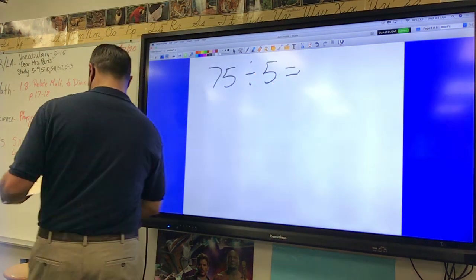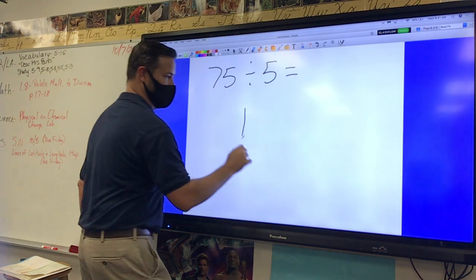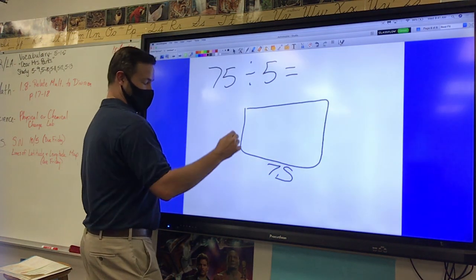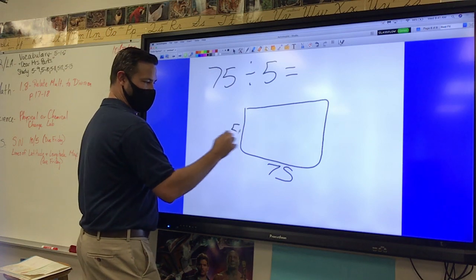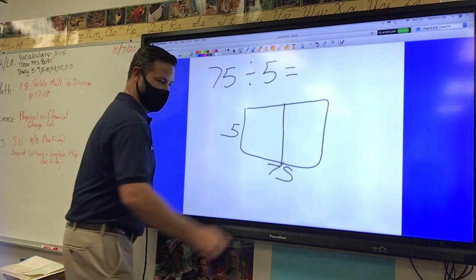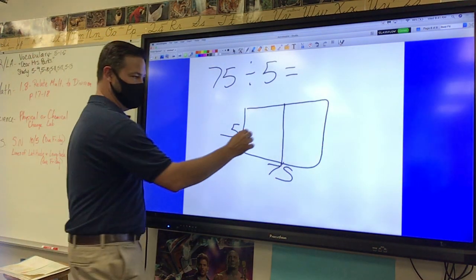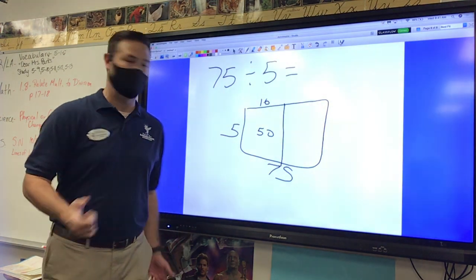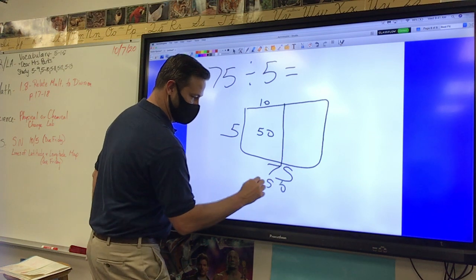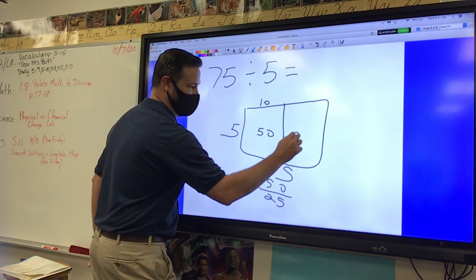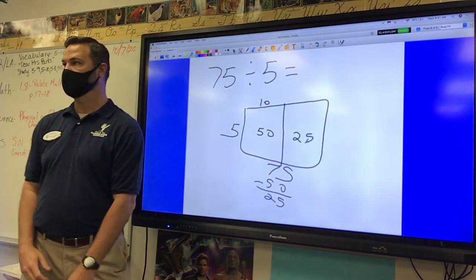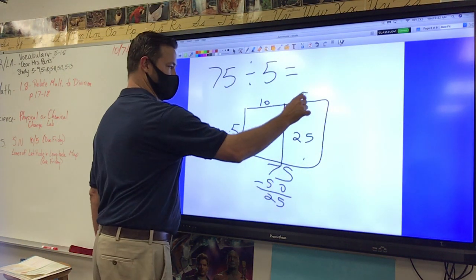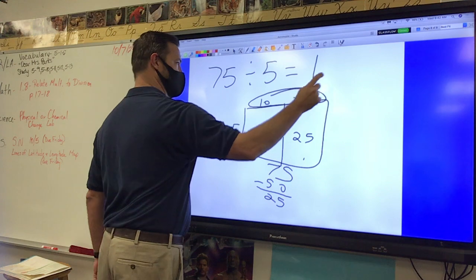75 divided by 5. Ready? Whole big rectangle is equal to 75. I'm dividing it into 5 rows. What's 10 of those? 50, right? Well, how much do I have left? There you go. That's what you should do. I have 25 left. Now, 5 times what is 25? 5. So your answer is? 15.